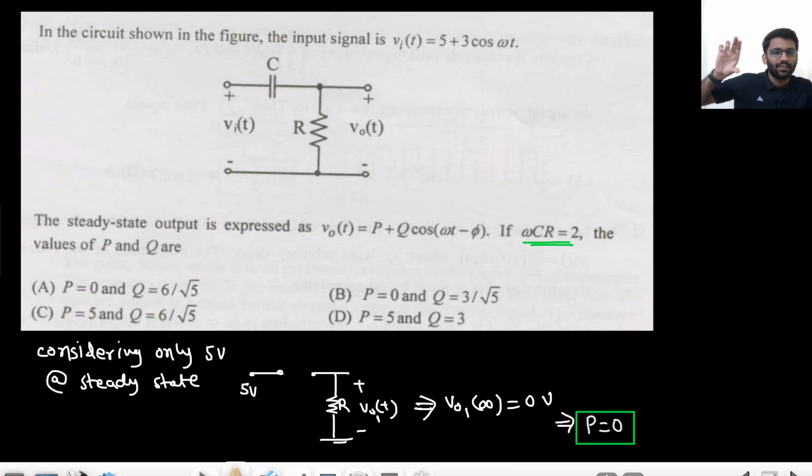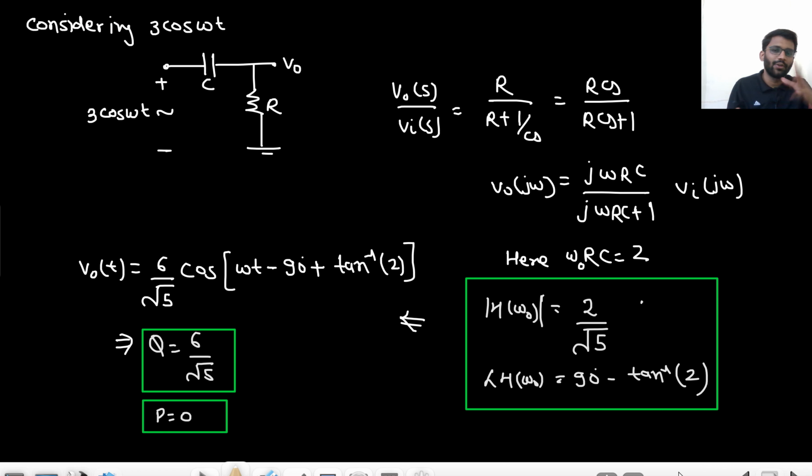Got it? DC we solved. From DC we are getting 0 volt. So P was 0. Now for Q, we got this V naught by Vin(s), that is j omega RC upon j omega RC plus 1. So my magnitude is 2 by root 5 and my angle is 90 minus tan inverse 2. Right? So then I put that angle here.